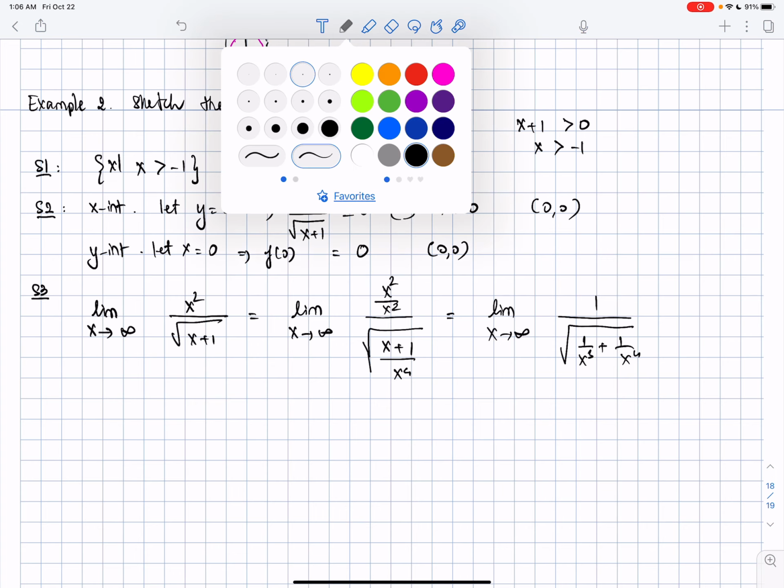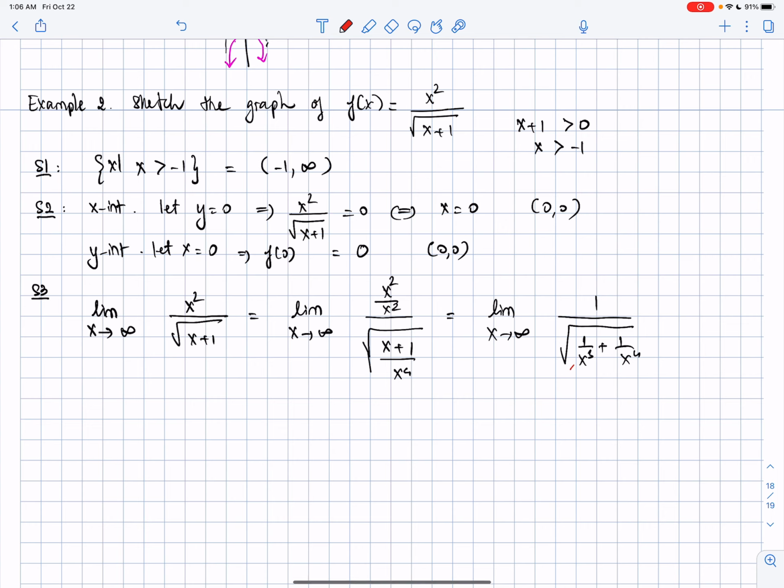When x approaches infinity, this goes to 0 and this goes to 0. So 1 over 0, we get infinity. It means that we have no horizontal asymptote. Now we will find the vertical asymptote. The bottom is 0 when x equals -1.